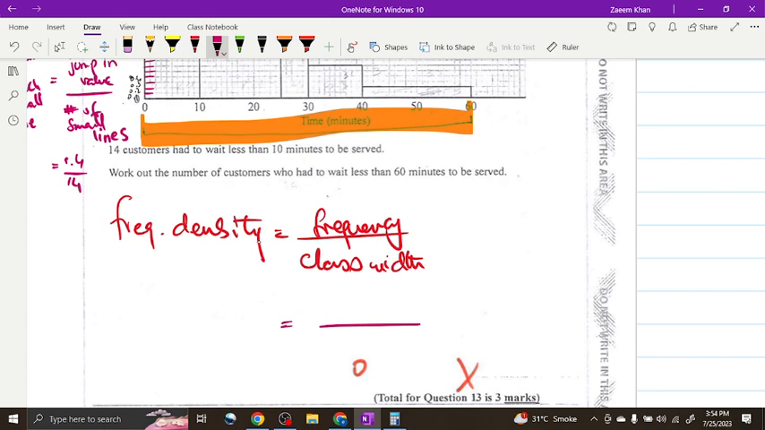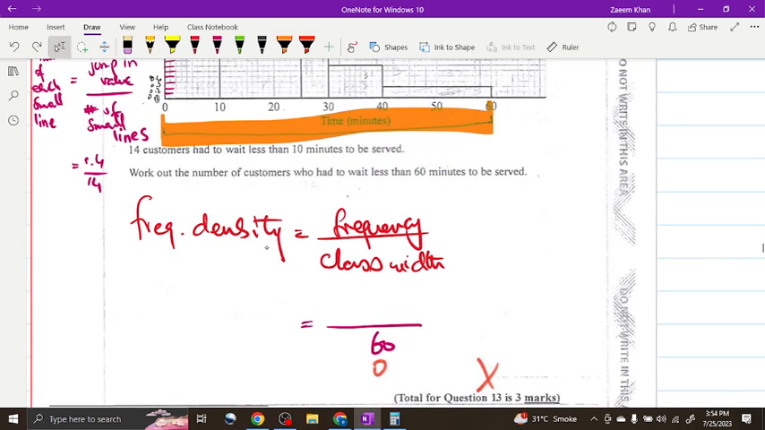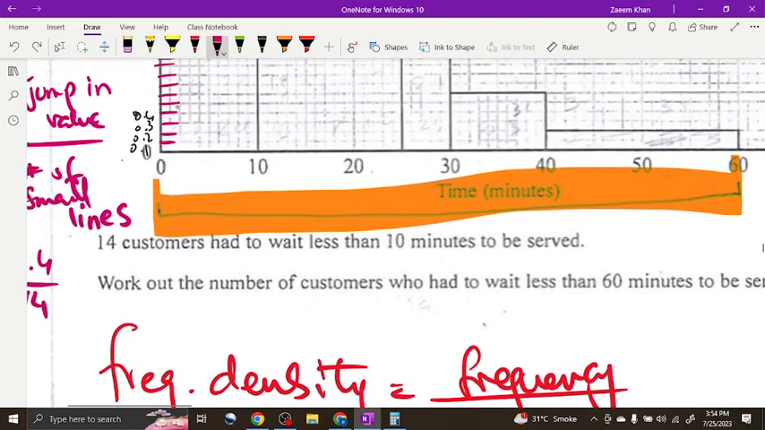14 by 1. So what should go in the denominator? Just the class width. 10. 60. This time around, we're solving for all the number of customers who had to wait less than 60 minutes. Now we don't have the frequency, so we're supposed to find out the number of customers, but we do have the frequency density. So how much does this represent, Rida?